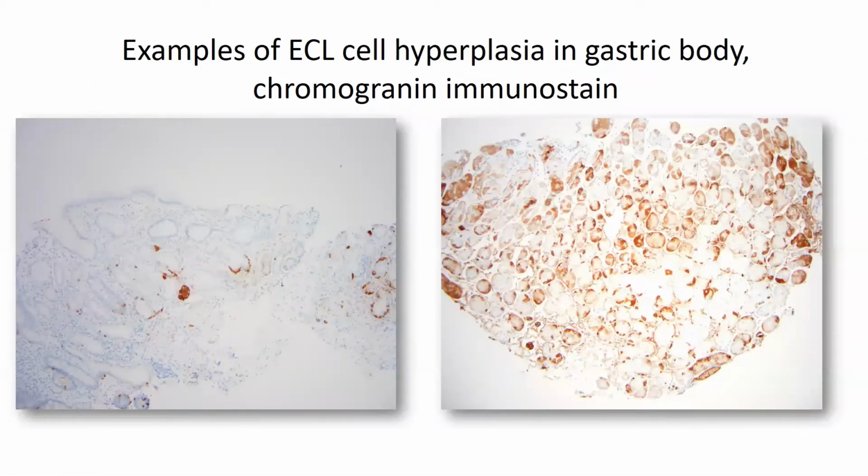Now, this is two examples of how ECL cell hyperplasia looks in the gastric body on chromogranin immunostain. In some cases, it can be focal, and you can see examples of both linear, as you see here, or nodular ECL cell hyperplasia. And then in other examples, you can see very diffuse bottom to top hyperplasia on chromogranin.